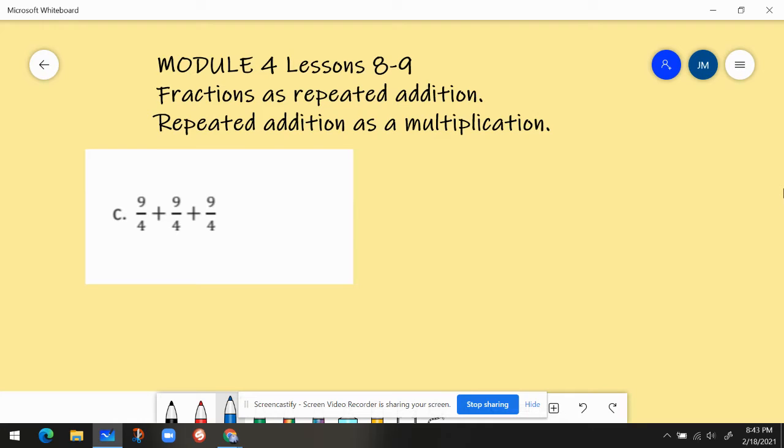So you have a repeated addition, 9/4, 9/4, and 9/4. That's the same number repeated 3 times, okay? So when you do these kinds of problems, you say, okay, how many 9/4 do we have? Well, I have 3. 3 times 9/4, okay? And we're going to repeat the same process that we've been doing. The numerators multiply each other. And the denominator is 4.